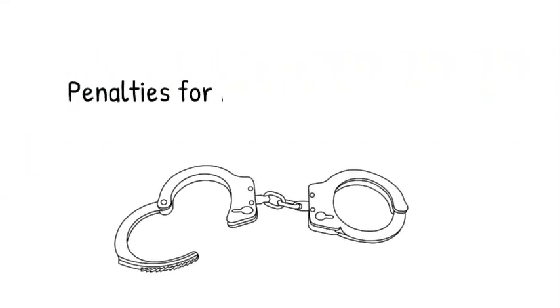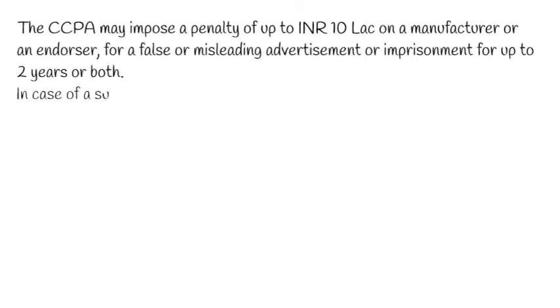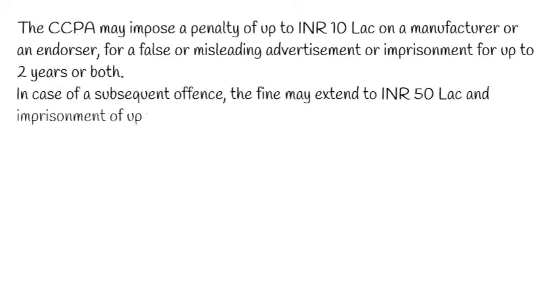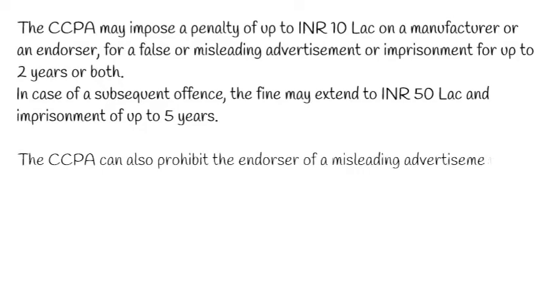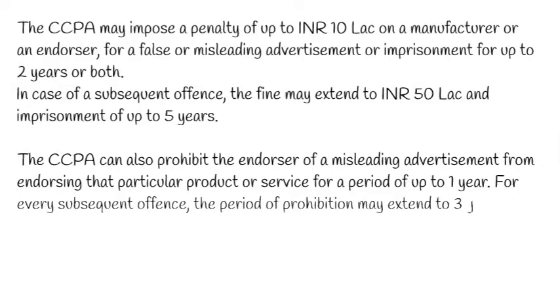Penalties for misleading advertisement. A penalty of 10 lakh may be imposed on the manufacturer or an endorser for false or misleading advertisement, or an imprisonment up to 2 years or both. In case of a subsequent offence, fine may extend to 50 lakhs and imprisonment up to 5 years. CCPA may also prohibit the endorser of a misleading advertisement from endorsing that particular product or service for a period of up to a year, for every subsequent offence up to 3 years.